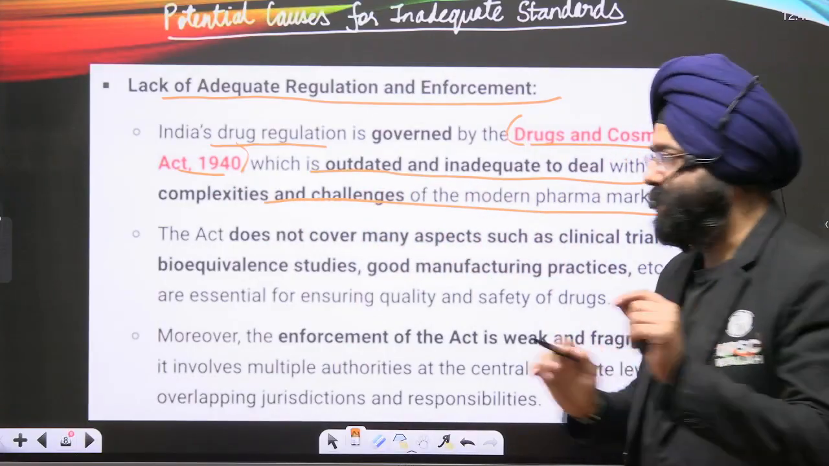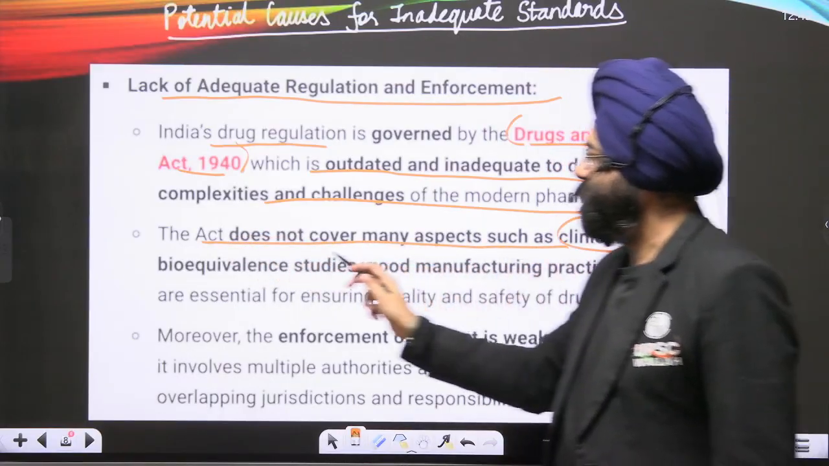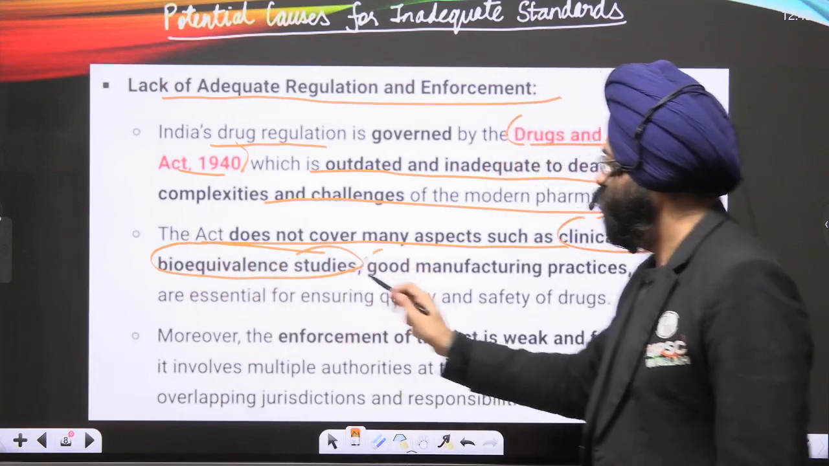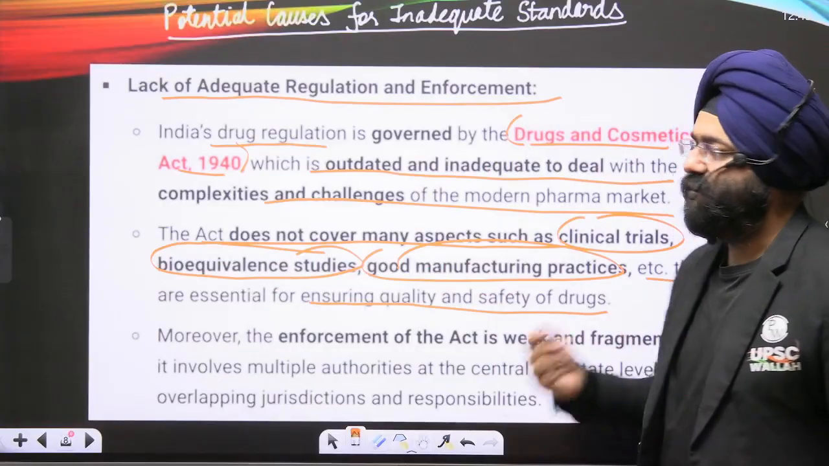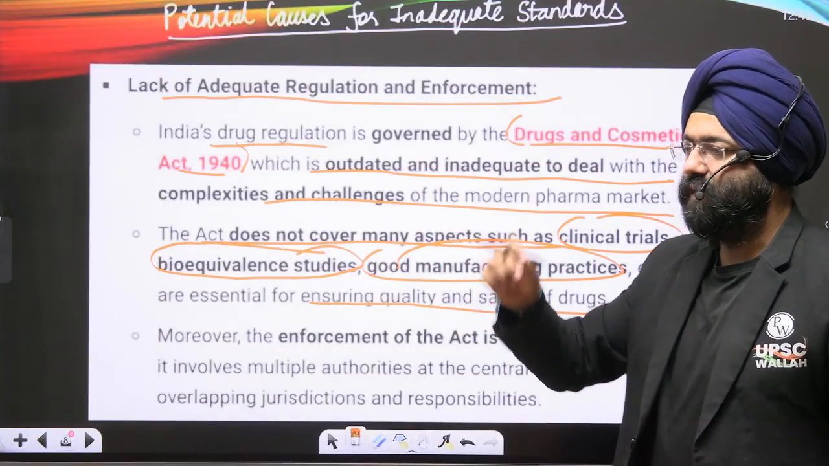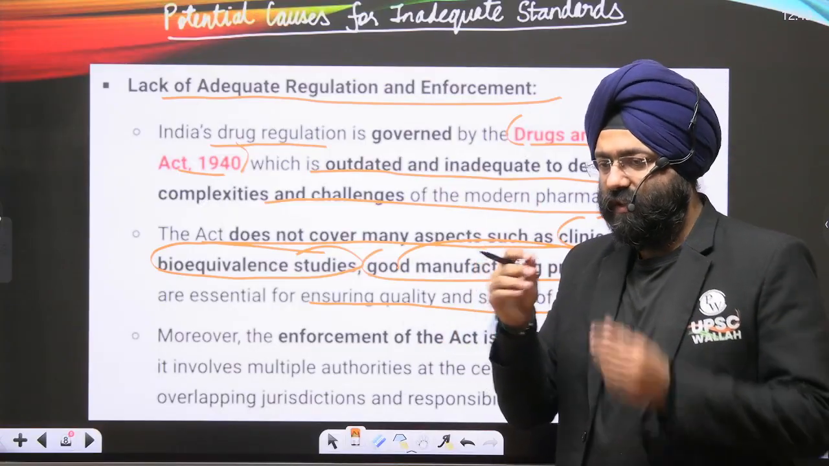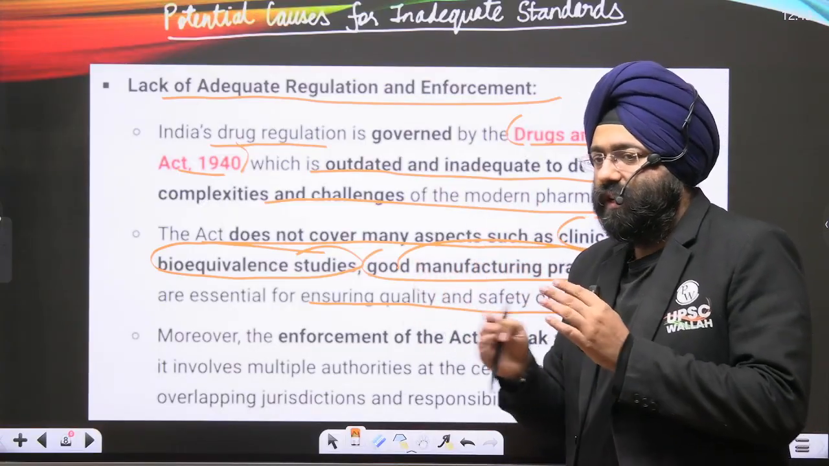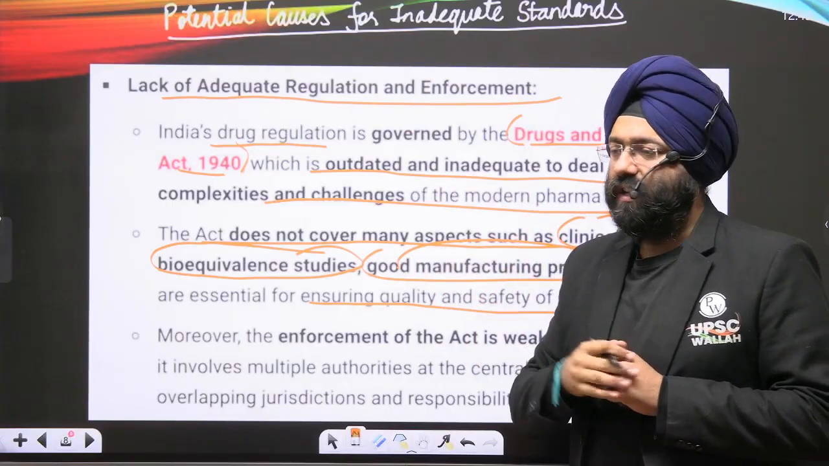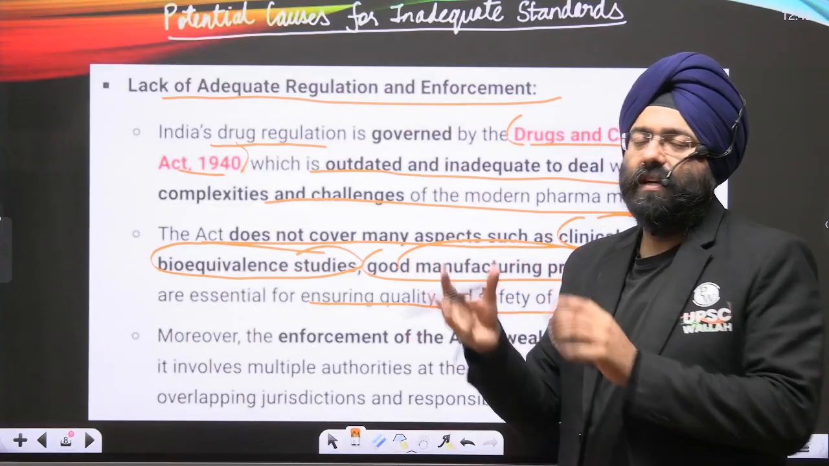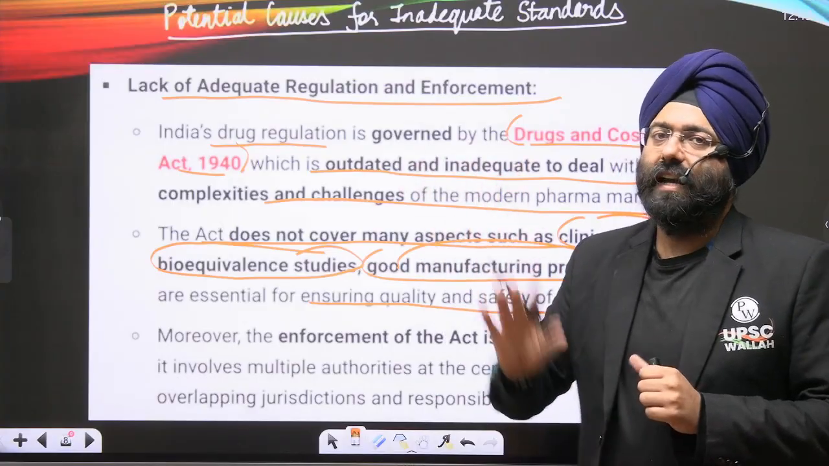How? See this. The Act does not cover many aspects like clinical trials, bioequivalence studies, good manufacturing practices, etc., which are essential for the quality and safety of the drugs. That means one drug which is equivalent to another with respect to the role being performed. Those are the dimensions we have to study, or let us say bioequivalence mechanisms. You realize that many new things coming up in the pharmaceutical sector are not being covered. It is still governed by an antiquated 1960 law.